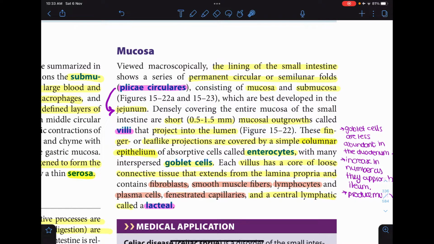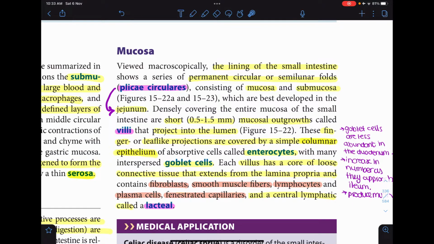They are finger-like or leaf-like projections. They're covered by a simple columnar epithelium of absorptive cells called enterocytes. وبين الenterocytes عندنا goblet cells that are interspersed. Each villus has a core of loose connective tissue extending from the lamina propria and it contains fibroblasts, smooth muscle fibers, lymphocytes, plasma cells, fenestrated capillaries and a central lymphatic called a lacteal.